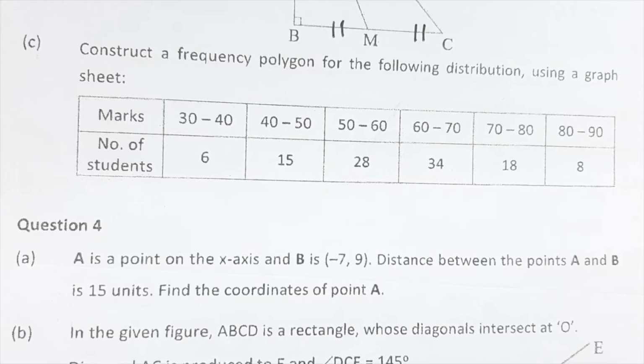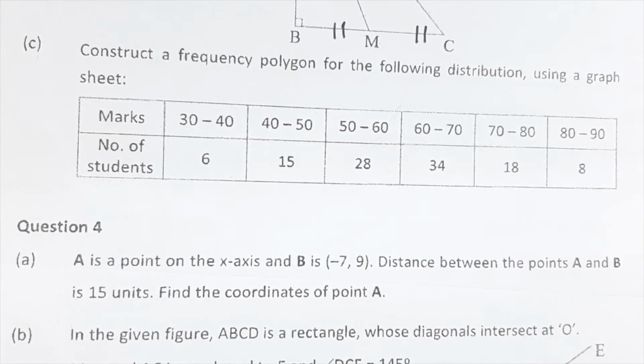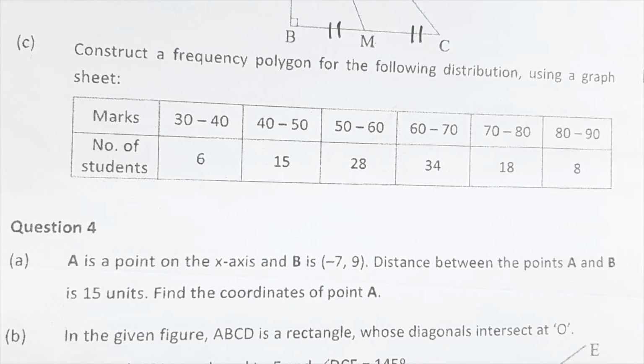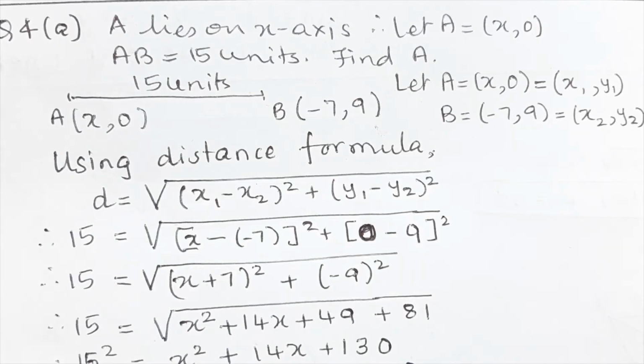All right, let's look at question 4a. A is a point on the x-axis and B is minus 7, 9. The distance between the points A and B is 15 units. Find the coordinates of point A. Now out here, you'll have to first draw the diagram. So let's just do that. Let's see the statements also.